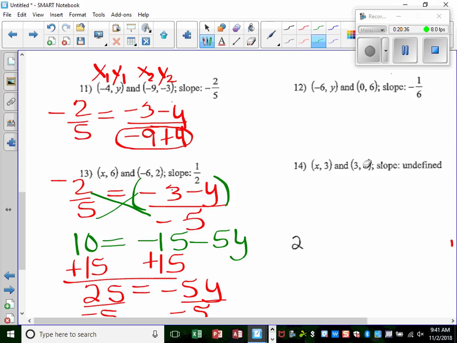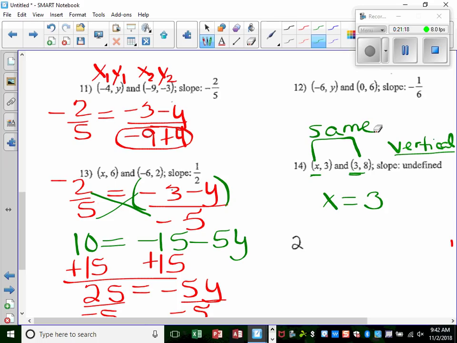Now, take a look at this one here, 14. We can't put the actual word undefined into an equation. But undefined means that this is a vertical line. Is that correct? Remember we just talked about that? So if it's vertical, which coordinates did we say were the same? I had you write it down. The x's or the y's? The x's. So good. This is no work to do. If this x is 3, what is this x? That's why I said you're going to need to know that for later, because they have to be the same number if it's a vertical line.